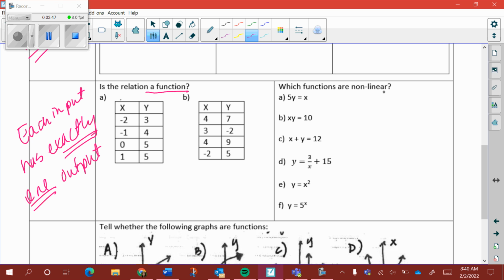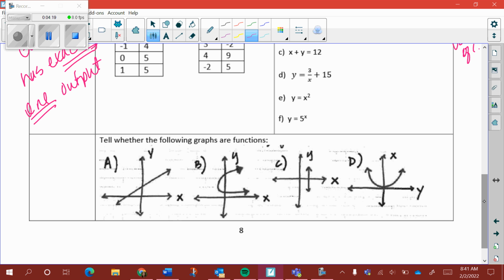Which functions are non-linear? So I want you to think about what linear and non-linear means. Linear means it would make a straight line. And I will also tell you that linear means a straight line, and it also means my exponent value is 1. Okay, and let's work on that a little bit. Down below, you should be able to tell me if they are functions or not functions based on that vertical line test.